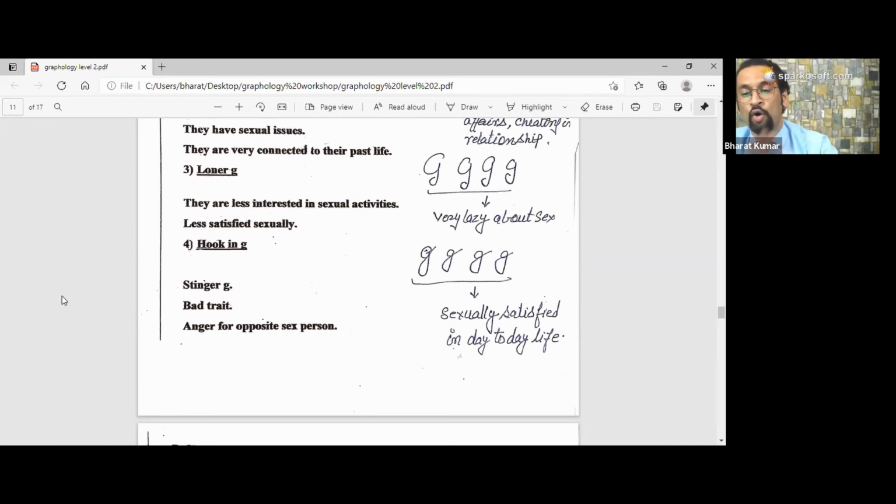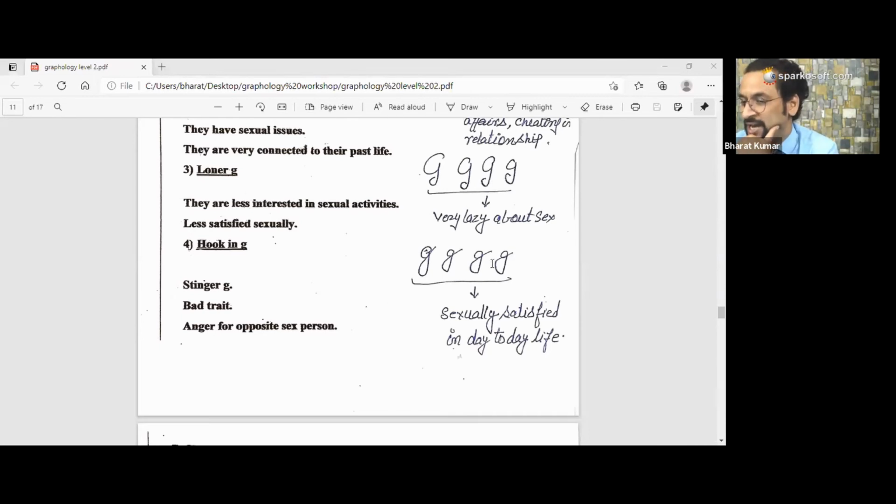You can connect these four different G with one common factor. Hook is a bad trait everywhere. Negative trait. Anger. It is a known hell trait, a Narak symbol. Bad behavior. So in all four G, the upper part is larger, the lower is lower. Lower is having a bend. Check it. In the lower part, there is a back bend. In the upper part, there is a hook. These are very lazy about sex life.